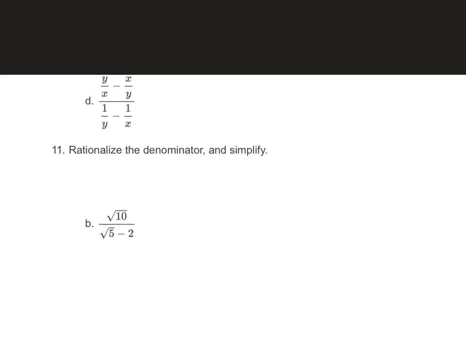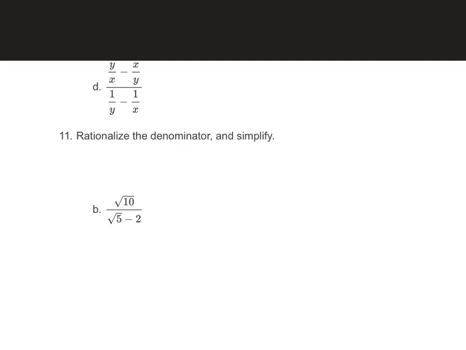All right, D is there on the answer sheet. It's negative y plus x, or negative y minus x if you didn't take out the negative. B is there, you're rationalizing the denominator. You should have gotten 5 root 2 plus 2 root 10 over 1, which is just 5 root 2 plus 2 root 10. Questions on either of those?